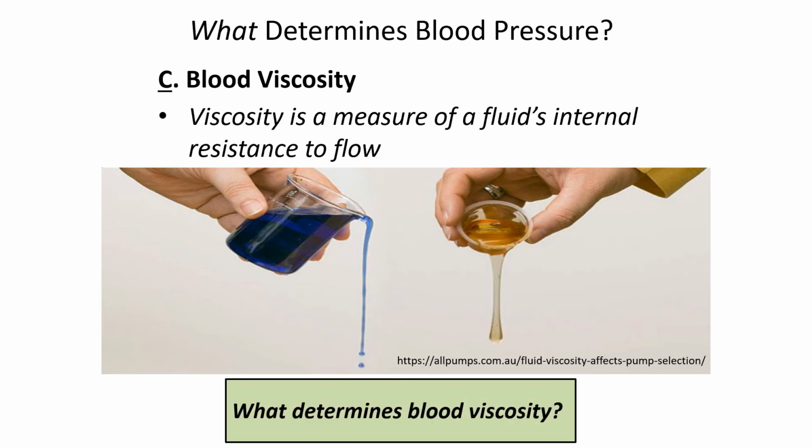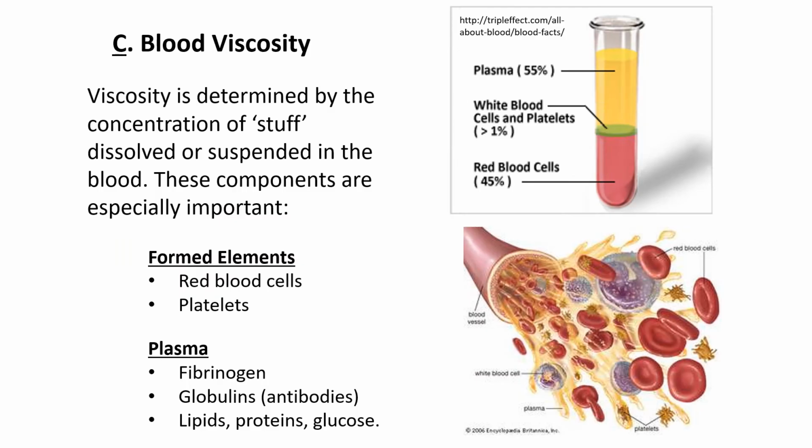So what determines the viscosity of blood? The viscosity of the blood is determined by the concentration of materials that are dissolved or suspended within the blood. We have formed elements, things like red blood cells and platelets. They're bumping into each other, and they're bumping into the walls of the vessels that they flow through. So they're creating some resistance.